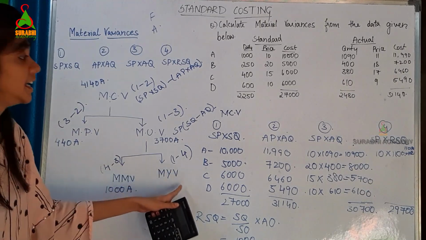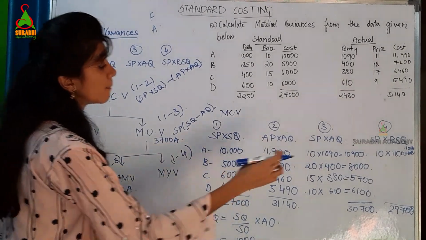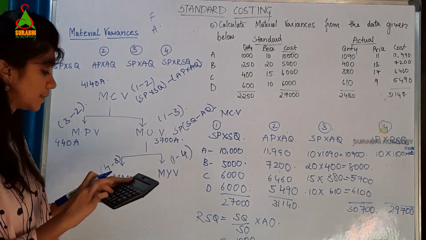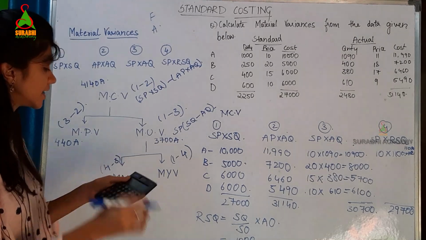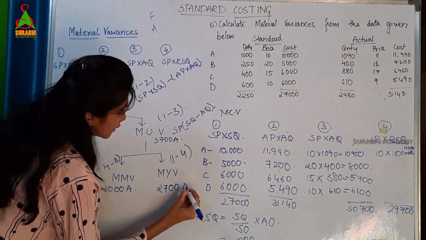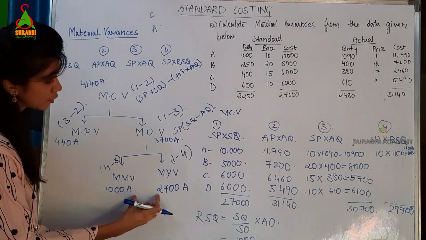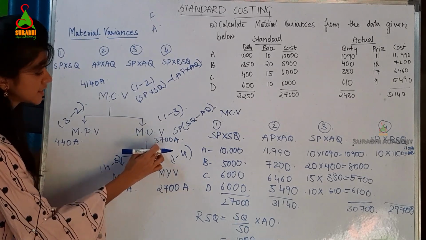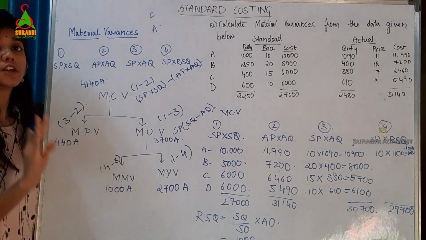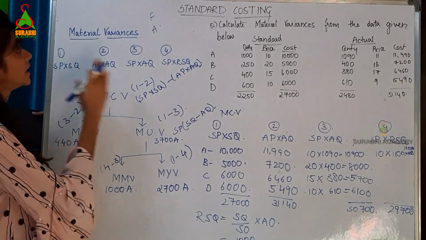Next, material yield variance. 1 minus 4 you have to do. 27,000 minus 29,700. That comes to 2,700 adverse. So once check the chart. If you add these both, you have to get the total of this. And if you add these both, you have to get the total of this. Then your values are correct. So this is it to solve material variances.